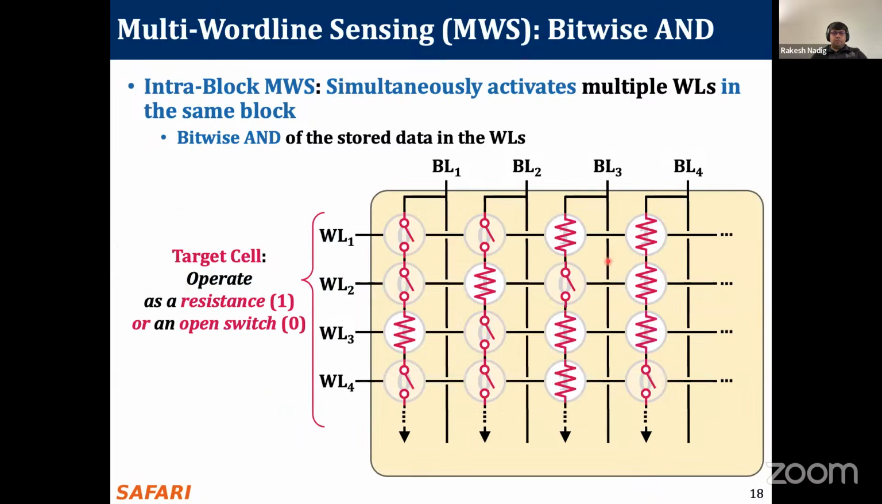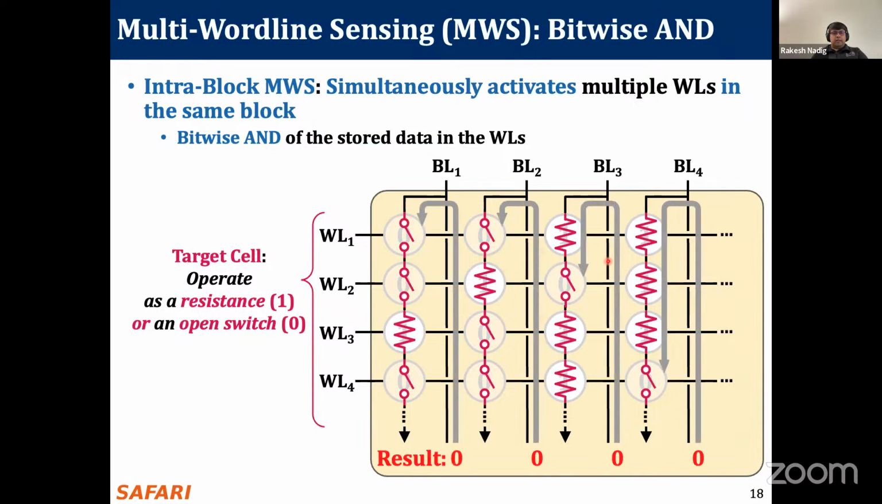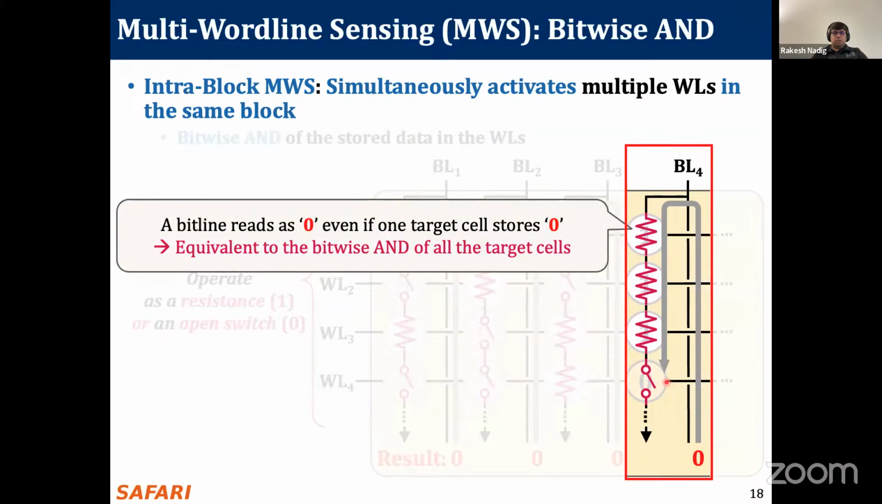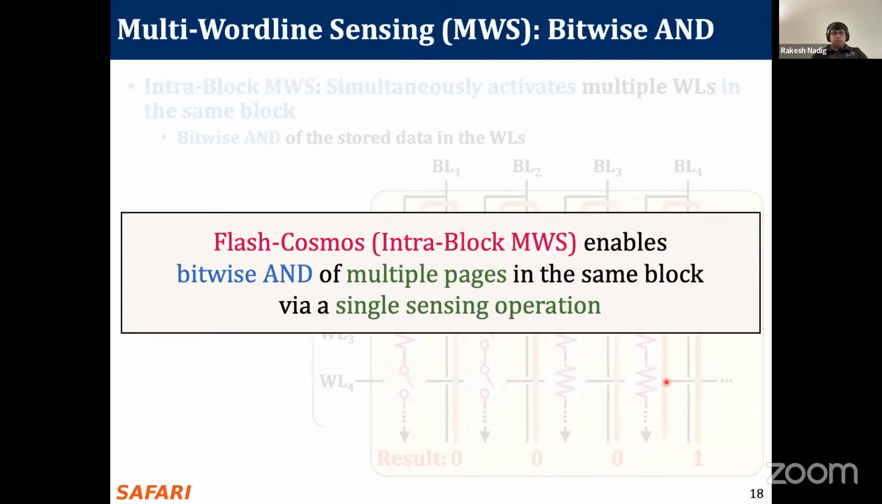Now, here we show an example where 4 word lines are being simultaneously activated. In none of the bit lines is the value read as 1; everywhere it's read as 0, because all of them have an open switch as one of the cells in the NAND string. So a bit line reads as 0 even if one target cell stores 0. So intra-block MWS enables the bitwise AND operation of multiple pages in the same block.